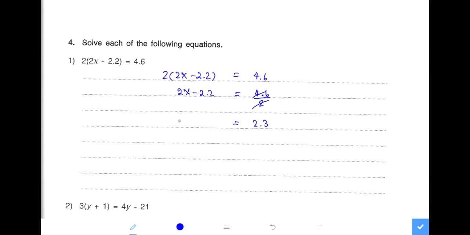2.3. So next step, this negative 2.2, you want to move it to the right. So it becomes plus 2.2. So your 2x is now equal to 4.5, right? 2x is 4.5. So x alone is 4.5 divided by 2. Your x is equal to 2.25, right? 4.5 divided by 2 is 2.25. Yeah, finished.